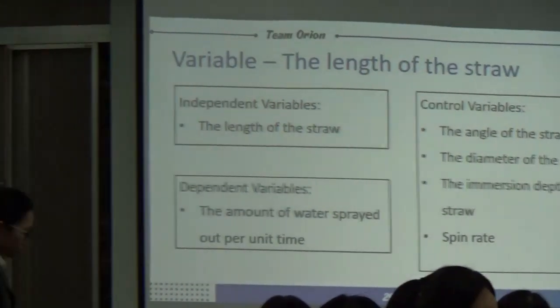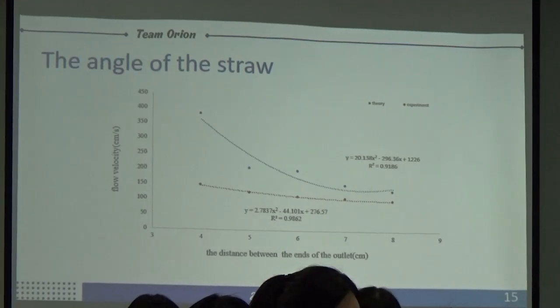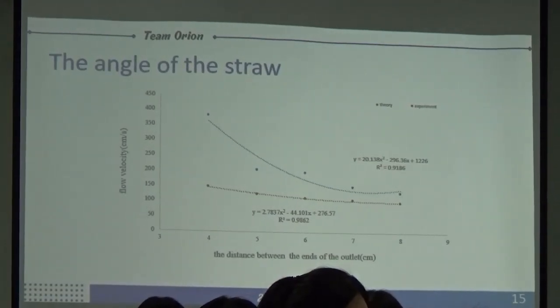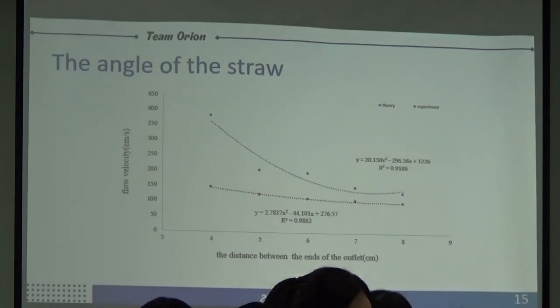This is the experiment result, the angle of the screw. You can see from the picture that the blue line is the theoretical result, and the green line and the orange line are the experiment results. The deviation between the two results is because of the water resistance and some friction. The tendencies of both will decrease if the angle of the screw becomes bigger.